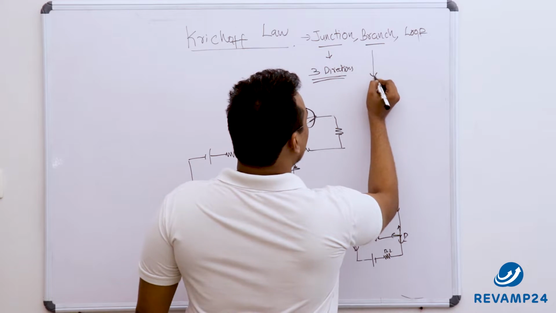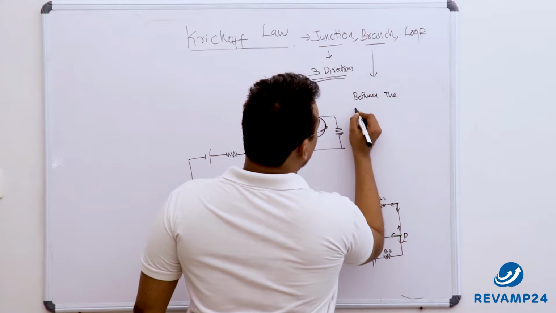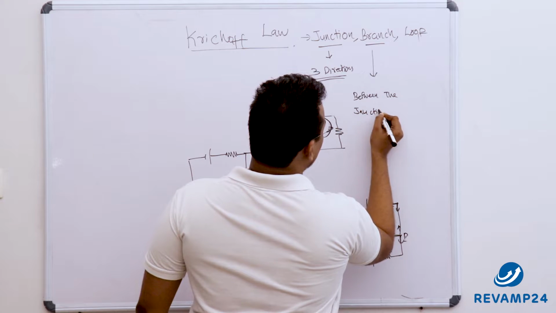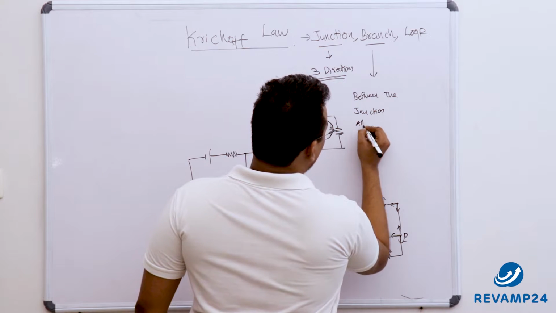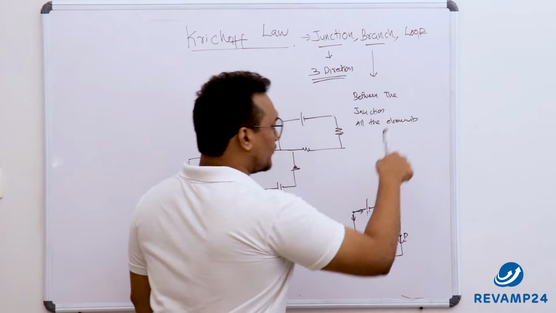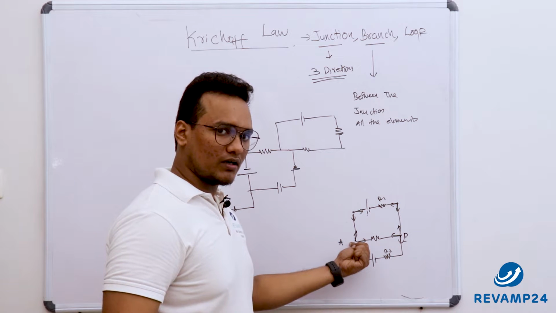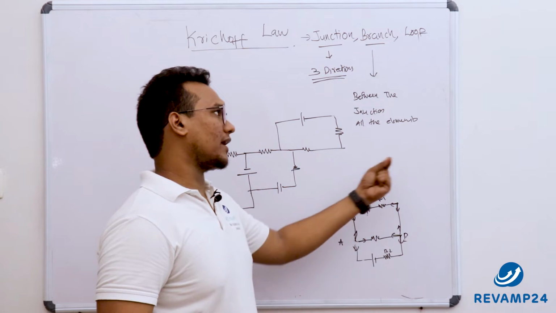So this one is between the junctions. All the elements, including all the elements, all the way from one junction to another junction is a branch.